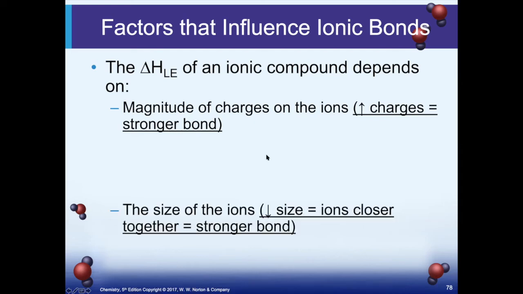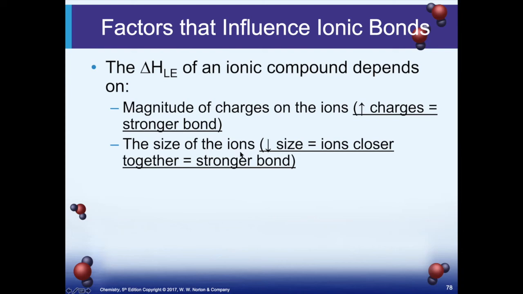That's one factor. The other factor is the size of the ions. This is very similar to what we talked about regarding the factors that influenced covalent bonds. With covalent bonds, the closer the atoms were together, the stronger the covalent bond. Same thing here, but we have ions. So the closer the ions are together, which is determined by their size. As we decrease the size, the ions can scoot closer together, and that results in a stronger bond. So the size of the ions is a factor.